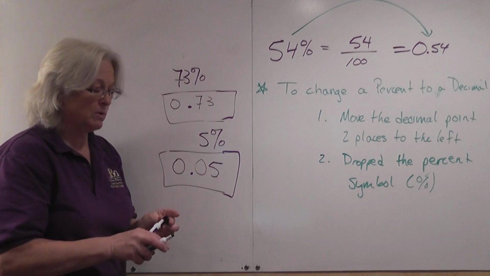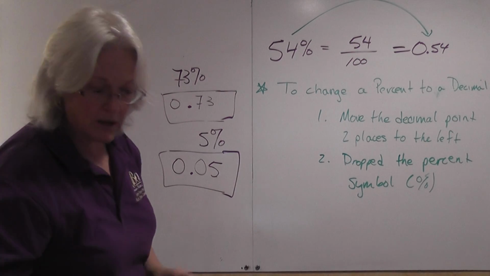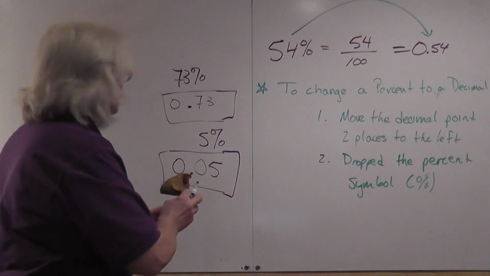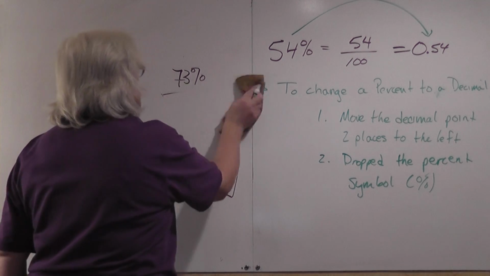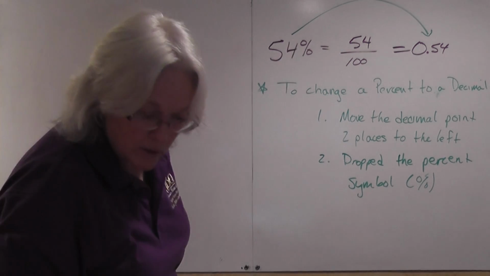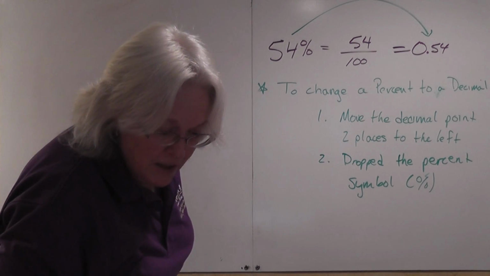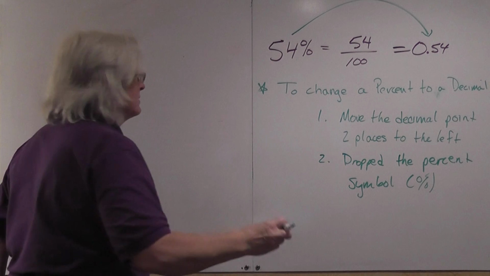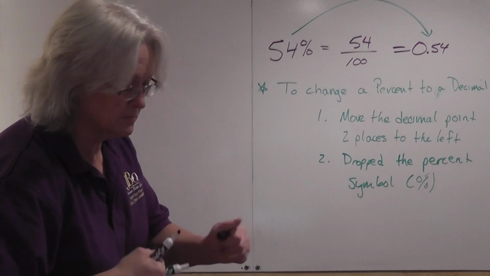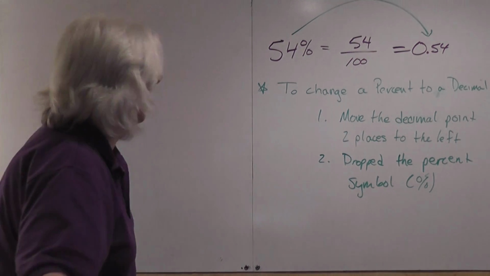Now, however, what would happen if we changed our problem just a little bit and we had a fractional percent? For example, I'm going to use what we have here in the book. It is 3.5% that we wanted to write as a decimal. What are we going to do?